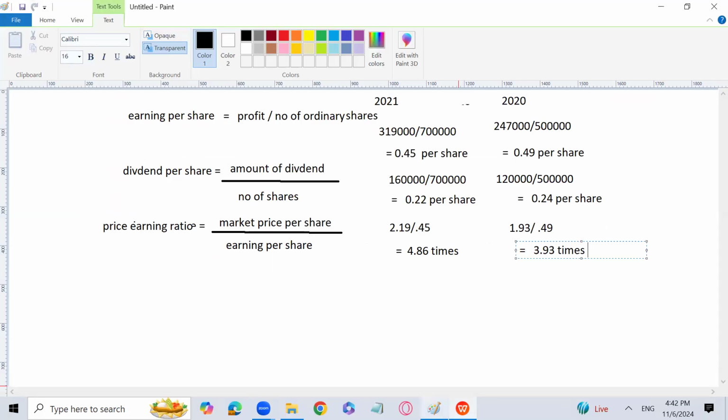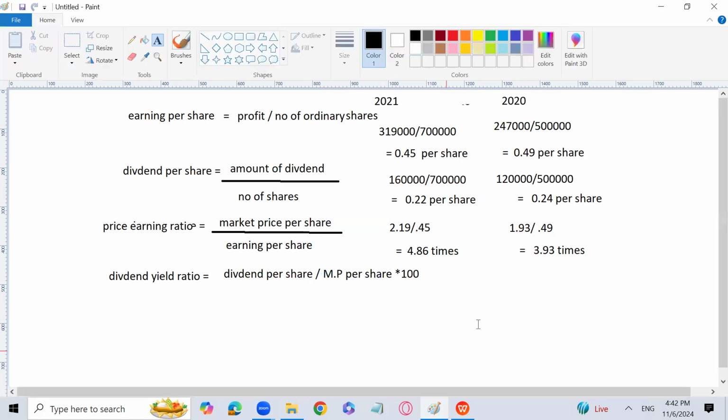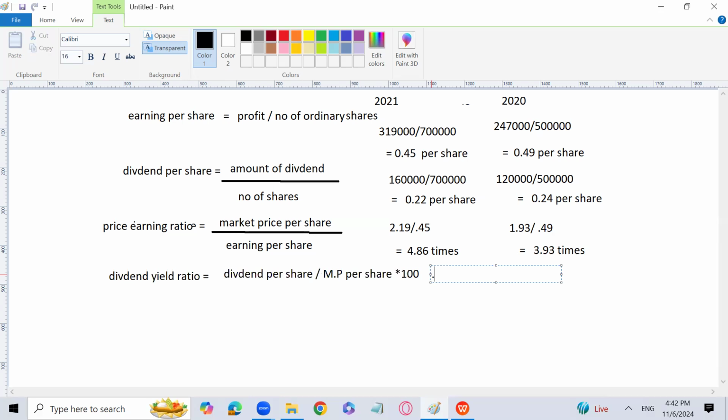Dividend yield ratio. We have done that already. The formula is dividend per share over market price per share, multiplied by 100. We have discussed that already. So dividend per share we have already calculated for 2021, that is 0.22, divided by market price per share, which is already given in the question as 2.19, multiplied by 100.